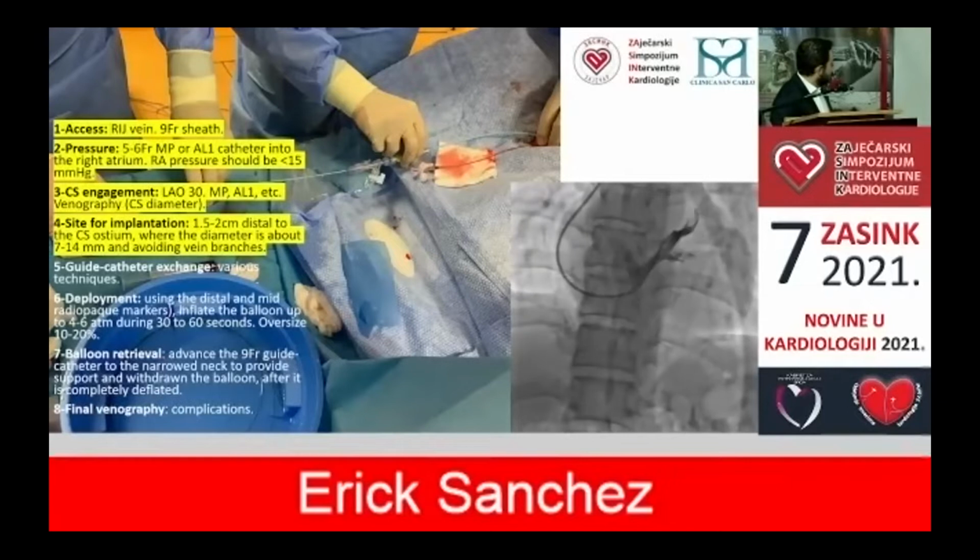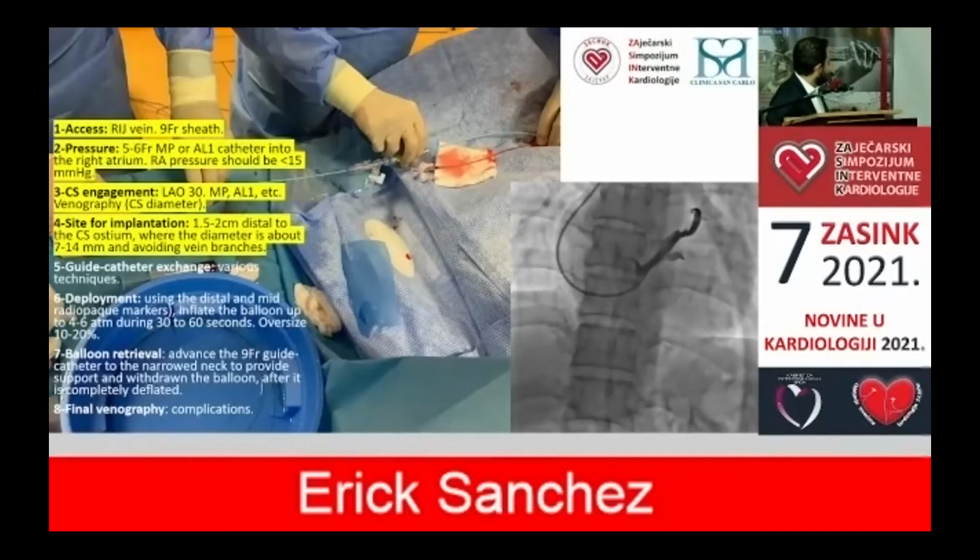Then you do a venography and you decide the site for implantation, which is recommended 1 or 2 centimeters after the ostium of the coronary sinus, but it is controversial. Many people put it very deep, and some people very near the mouth.